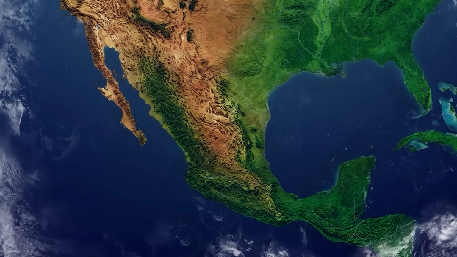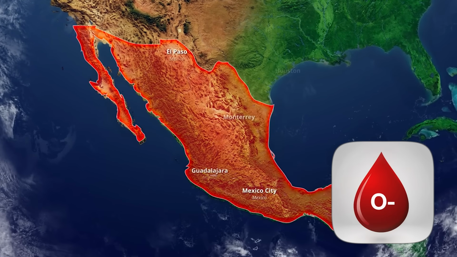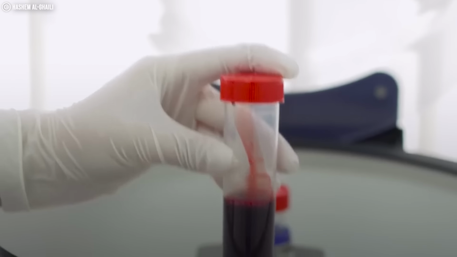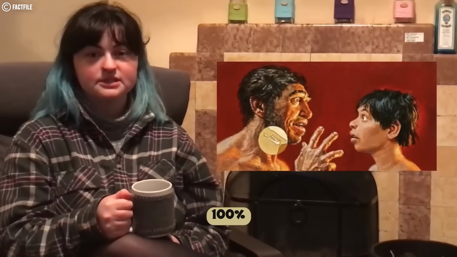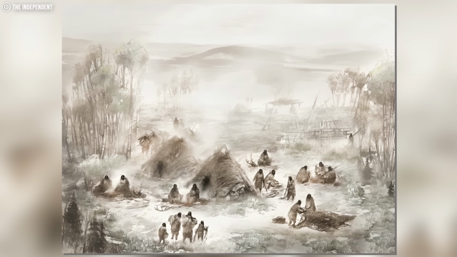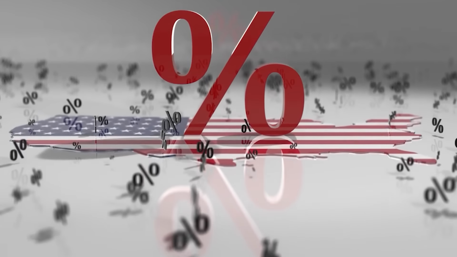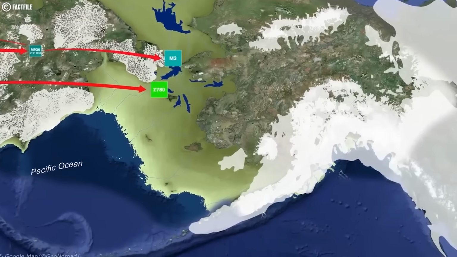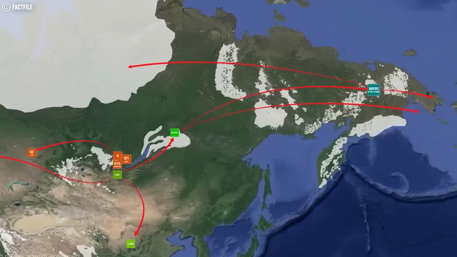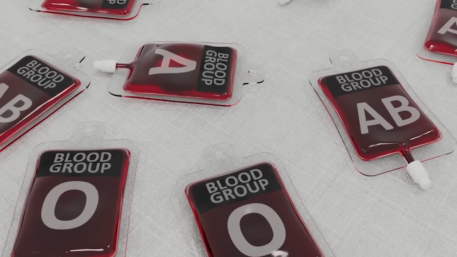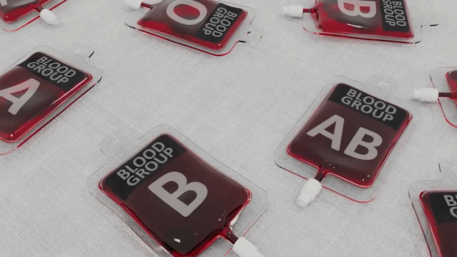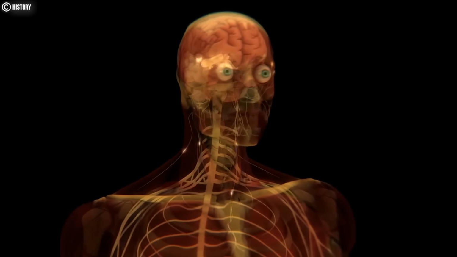In South and Central America, O dominates almost completely. In some indigenous populations, the frequency of O blood is close to 100%. How did that happen? Theories point to migration patterns. When humans crossed into the Americas thousands of years ago, the small founding populations carried high percentages of O, and over generations, it became the overwhelming majority. In contrast, parts of Asia show more balance between A, B, and O, hinting at different survival pressures and migrations.